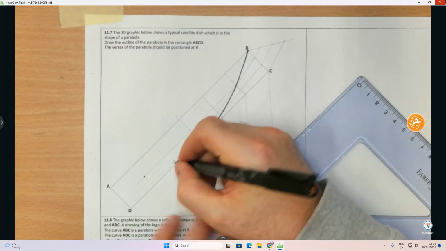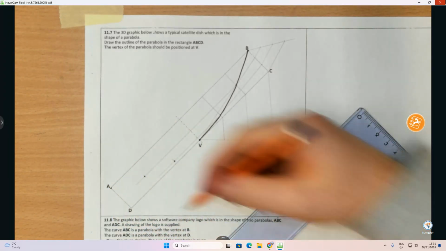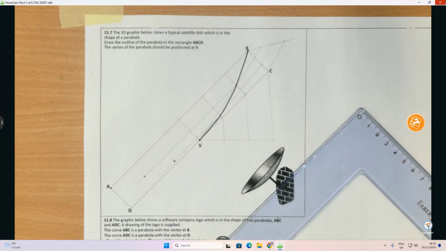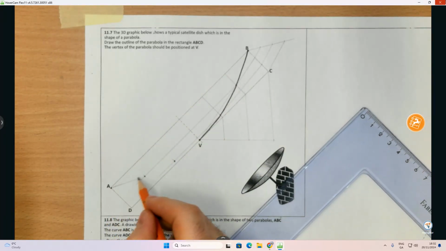And there is my points. And all I'm going to do now is sketch in that as neatly as I possibly can. That there is our first question complete. So I'll just get this done nice and quick.